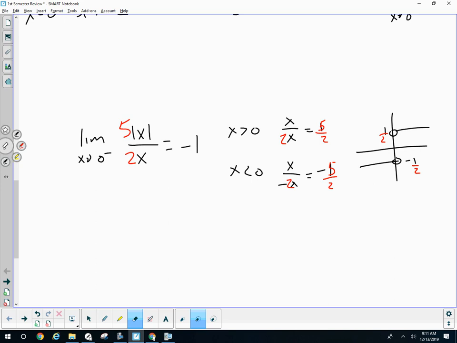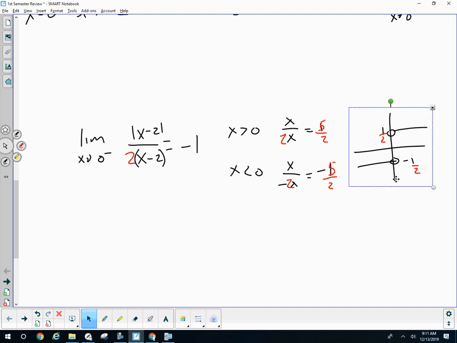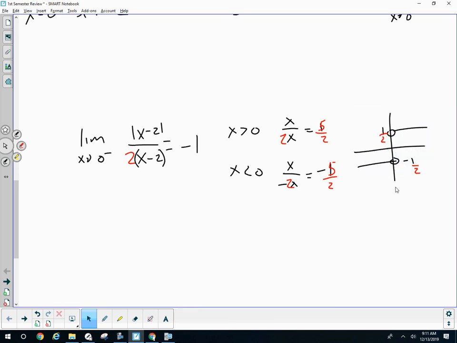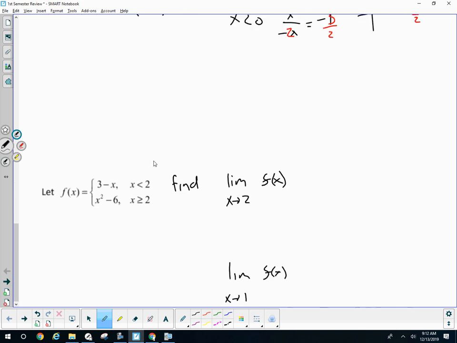If this was a shift, all of a sudden I make this an x minus 2, and this an x minus 2, well then I would just shift my graph. Let's see if I can ungroup this. Where I would be jumping at x equals 2. So I would be going up to 1/2 at 2 and -1/2 to the left of 2. Okay, so that's the jump function, remember that.